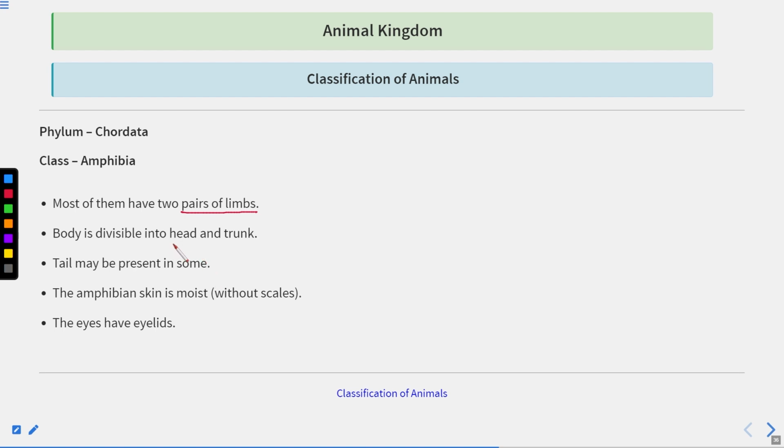Body is divisible into head and trunk. If you see the frog, then you can see the body has this head region, and after this head it has the trunk region. So this is the trunk and this is the head region.